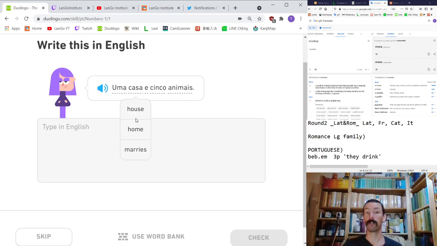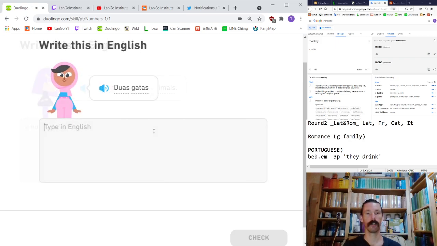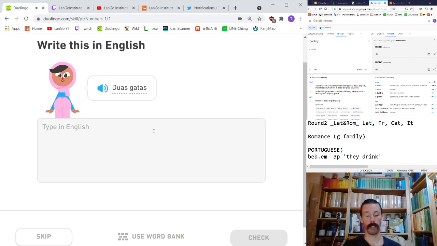Uma. This is really interesting. Casa. Um in Latin. The N, so to speak, became an M, maybe under the labializing influence of the U. A house. Casa. Spelled just like a Spanish word, but this S is a voiced Z here. Casa. E and cinco, five animals. Animais. Duas gatas. These are female cats. Gatas, as shown by the A in this position.